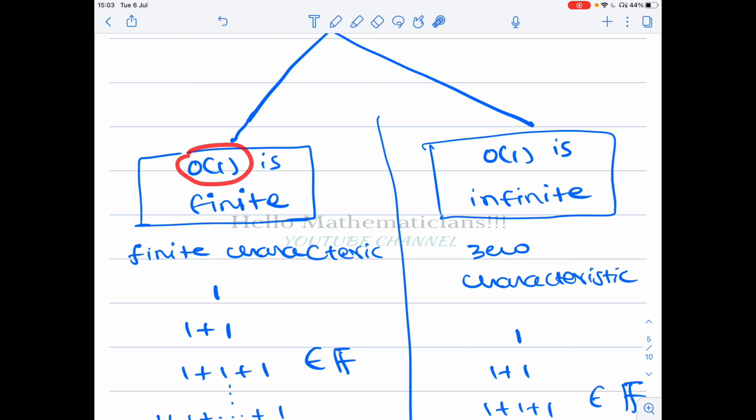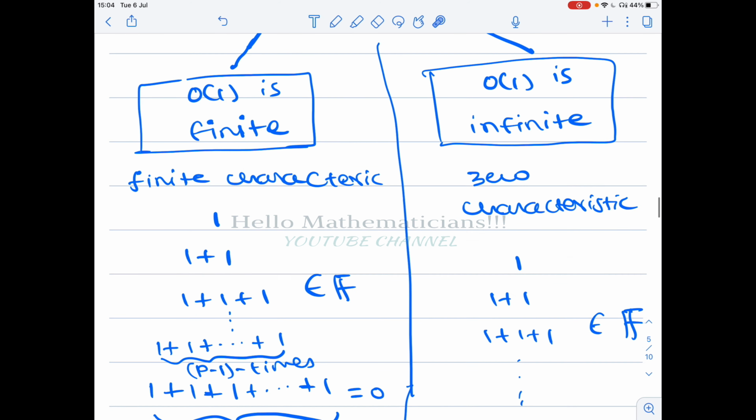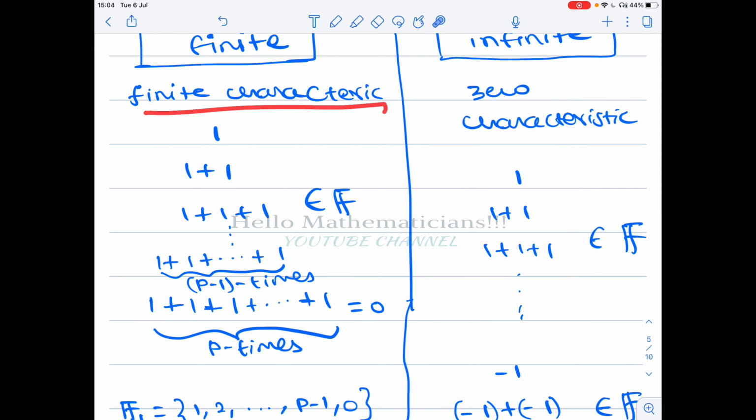If the order of the element 1 is finite, we say the field has finite characteristic. If the order of 1 is infinite, then we call the field infinite characteristic. We're going to see many examples. Now in the finite characteristic case, we will prove that if F is a field and the characteristic is finite, then the characteristic will be a prime number. In particular, if in a field the order of the element 1 is finite, then the order has to be a prime number. That we will prove next.